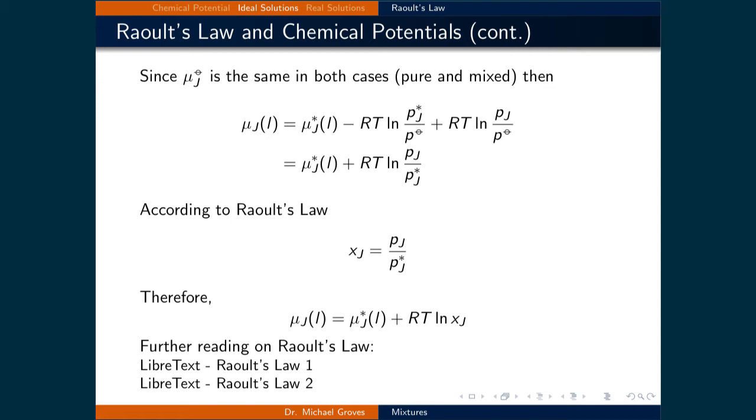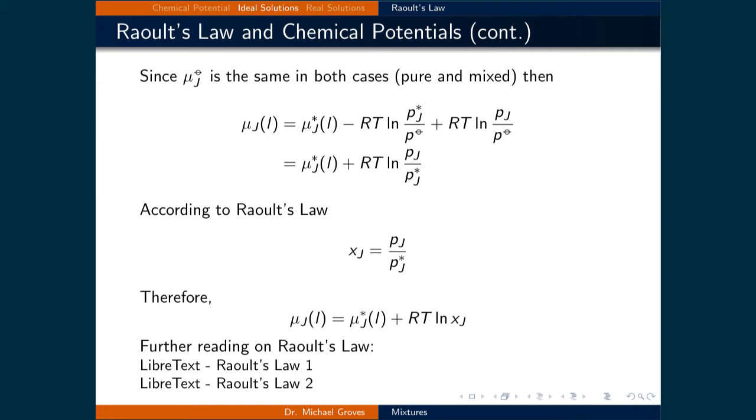Using logarithm rules to combine the two natural logarithm terms, we can cancel our standard pressures to get the chemical potential of the pure jth component plus RT times the natural logarithm of the actual partial pressure of component j in the mixture divided by the partial pressure of the pure jth component.